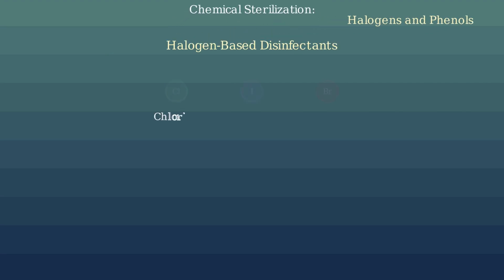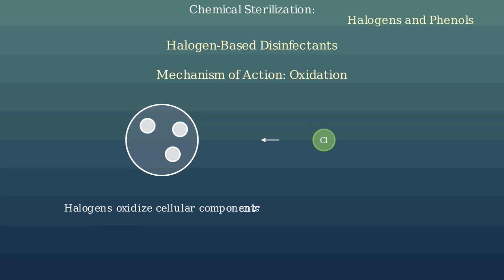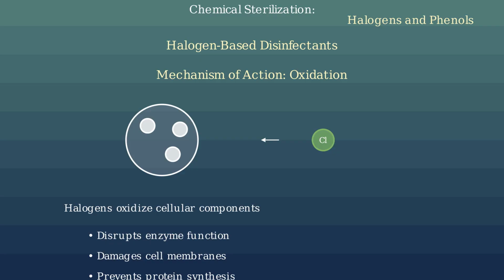Halogens include chlorine, iodine, and bromine. These elements are highly effective disinfectants used across various applications. Halogens work through oxidation, a chemical process that disrupts critical cellular components of microorganisms. This oxidation disrupts enzyme function, damages cell membranes, and prevents protein synthesis, effectively killing microorganisms.